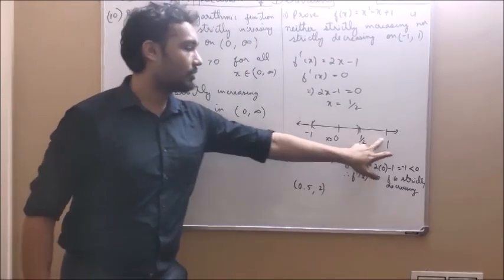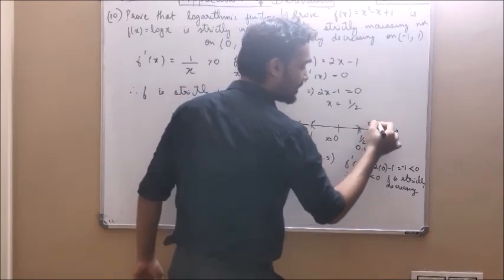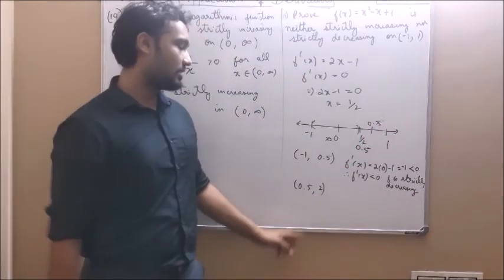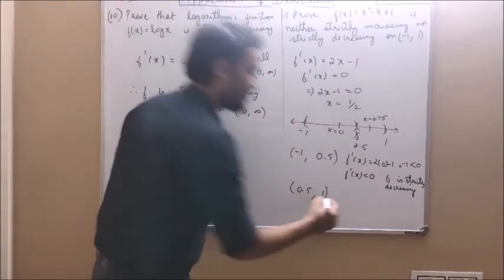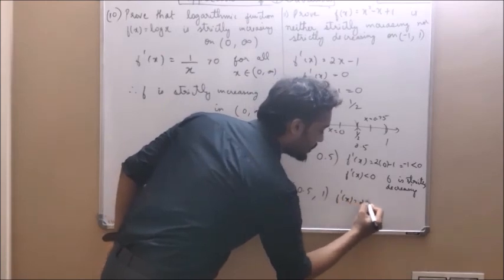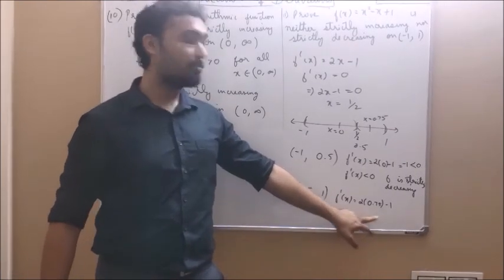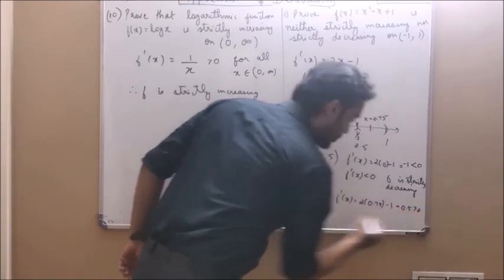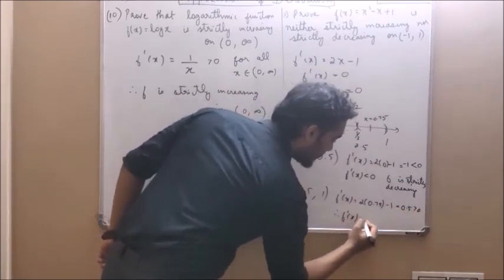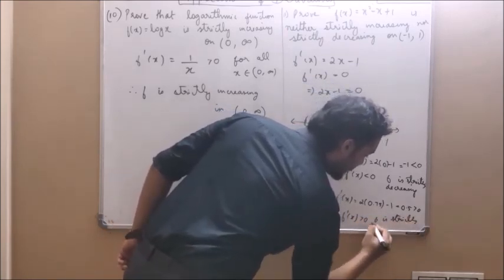Next, take this interval. You take any point here. After 0.5 you can have 0.75, right? You take 0.75. Now substitute x equal to 0.75. f dash of x equal to 2 into 0.75 minus 1. 0.75 into 2 is nothing but 1.5. 1.5 minus 1 is 0.5. So it is positive, greater than 0. So therefore f dash of x is greater than 0, f is strictly increasing.